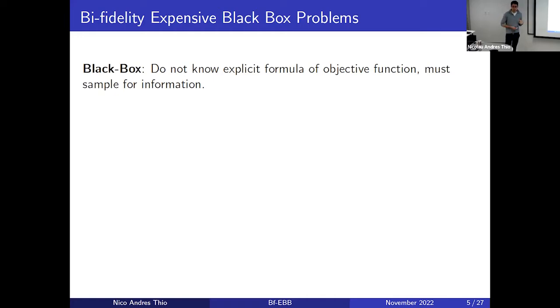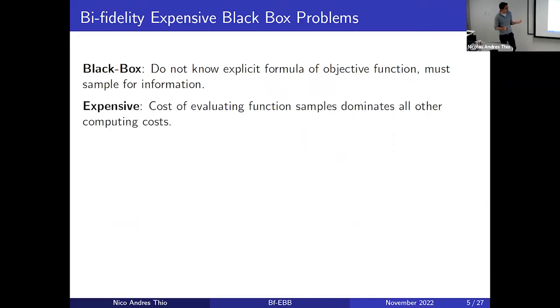So, you know, y equals x squared is not a black box. I know what it looks like. I know how to optimize it analytically. If I don't have that function, it's a black box. Expensive. What this means is that sampling the function has a very high cost. That is either expensive or it's time or any other reason.